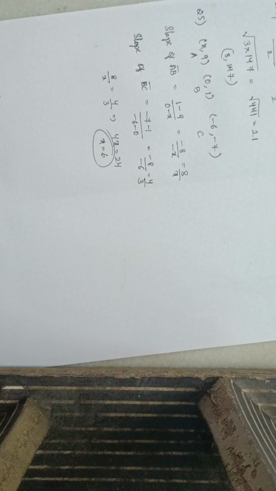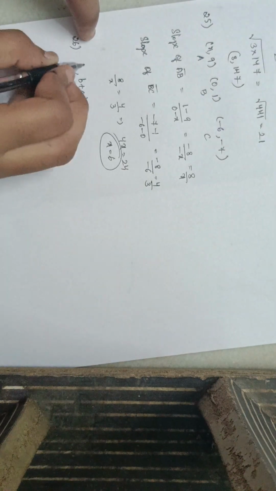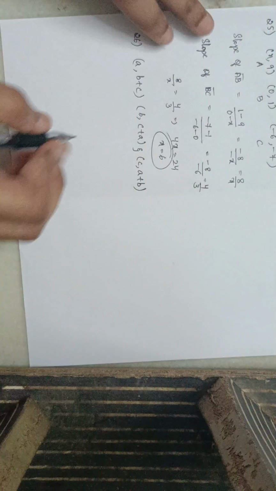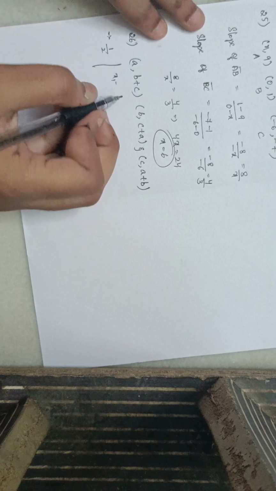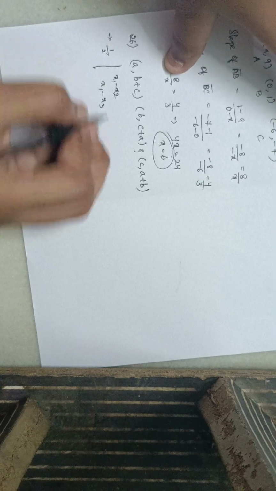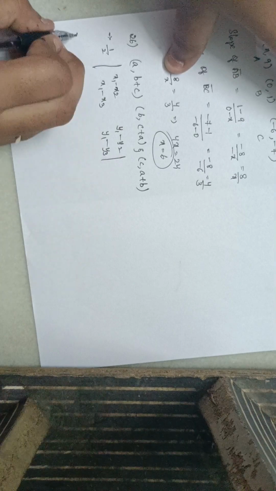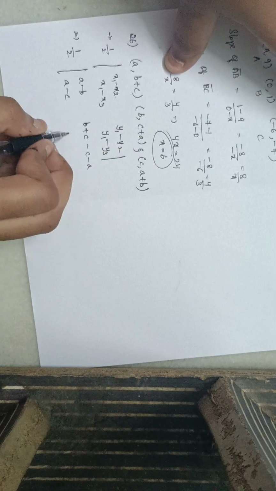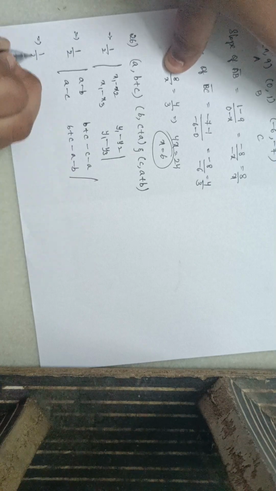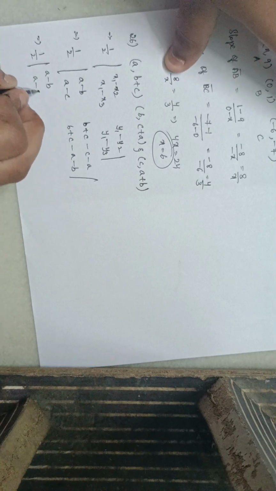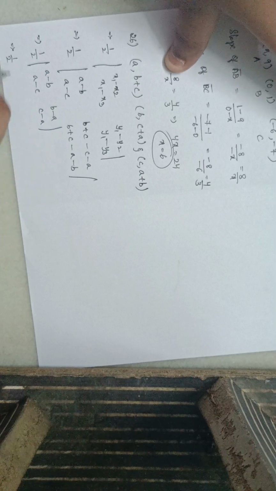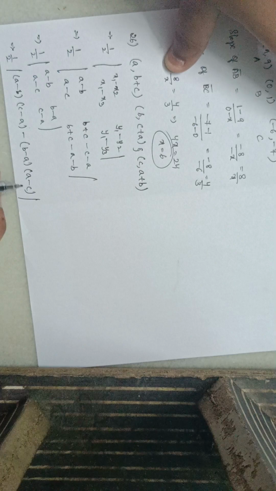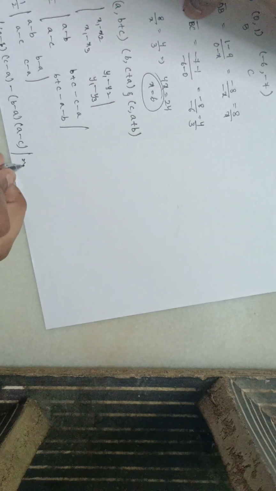Next, 26. The area of a triangle with vertices (a, b plus c), (b, c plus a), and (c, a plus b). The area of a triangle is given as 1 by 2 into x1 minus x2, x1 minus x3, y1 minus y2, y1 minus y3. So substituting the values, a minus b, a minus c, b plus c minus c minus a, b plus c minus a minus b. So from this, half of a minus c, b minus a, c minus a. Half of (a minus b) into (c minus a) minus (b minus a) into (a minus c). So the value of this is 0. So 0 into anything is 0. So the value is 0.